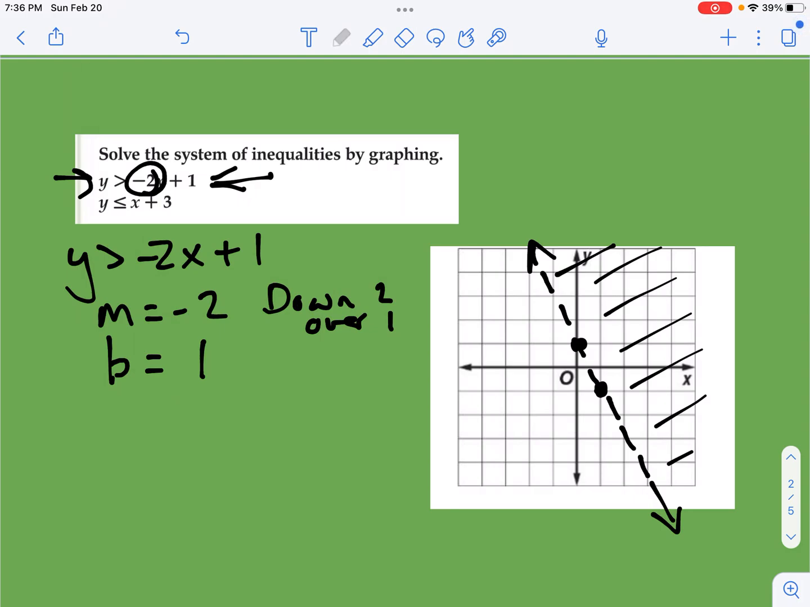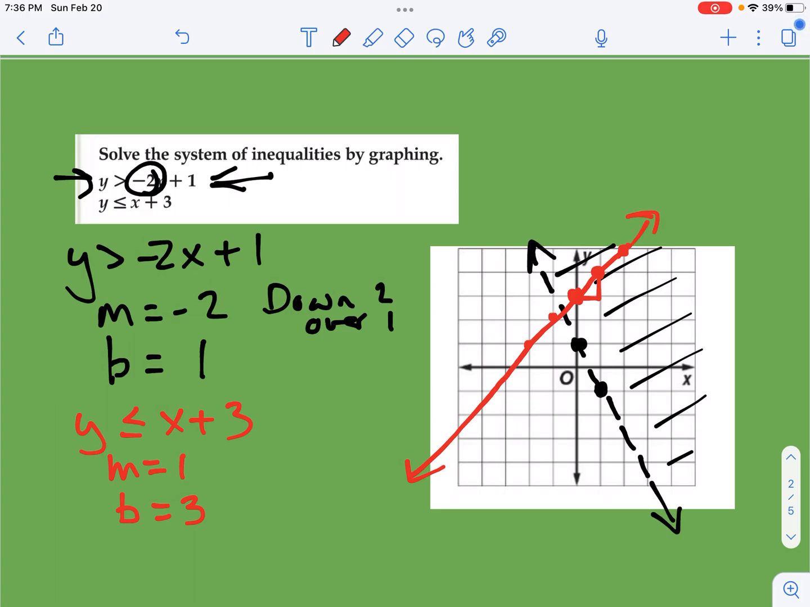All right, now on this next one, we got y is less than or equal to x plus 3. So y is less than or equal to x plus 3. So my slope is 1 because there's no coefficient in front of the x, so we assume it's 1. And then my y-intercept is 3. So I'm going to go up to 3. I'm going to put a point. My slope is 1, which means that I go up 1 over 1. So put a point there. You have another one there, another one here. So it's nice slope like this. This is going to be a solid line because it's less than or equal to.